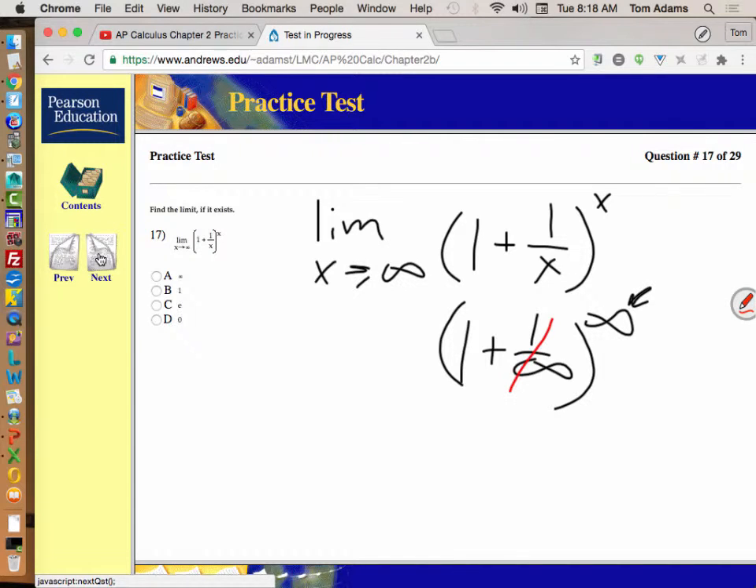Like, really, really small. We'll say 0, right? So I have 1 raised to infinity.